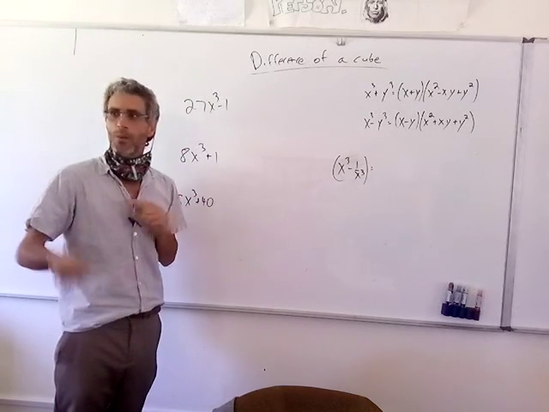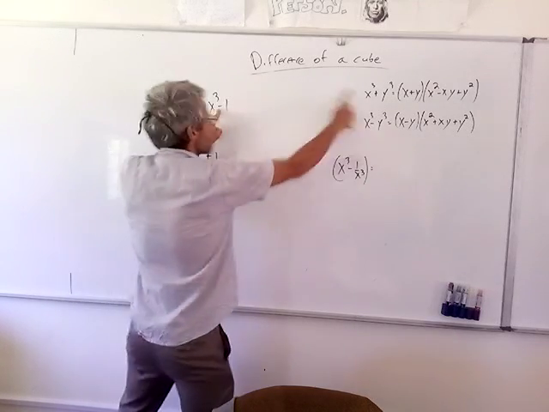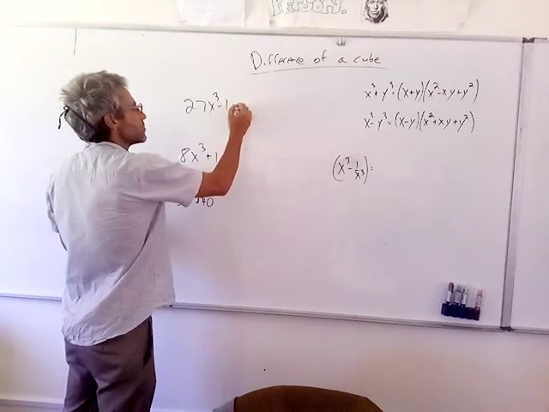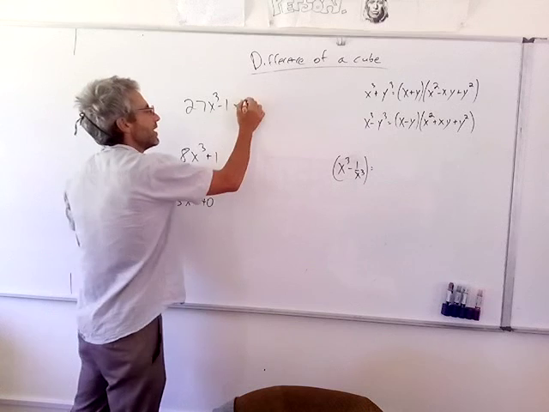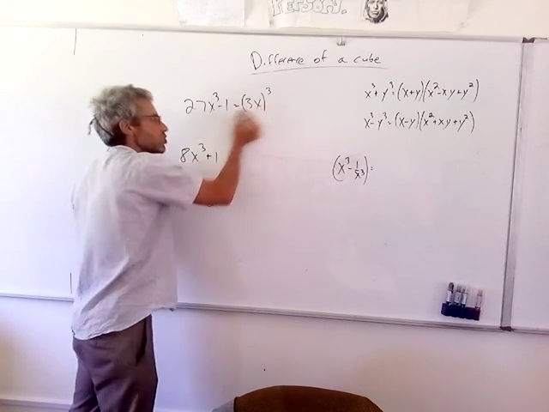27x cubed minus 1. That is obviously a difference, a minus, not a plus, of some cubes. Let's write down what these cubes are. What is 27x cubed a cube of? It's 3x cubed, because 3 cubed is 27.